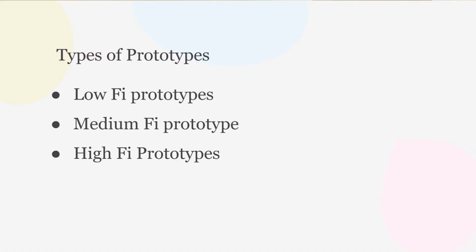Now we have 3 types of prototypes: low fidelity prototype, medium fidelity prototype, and high fidelity prototype. In prototypes, fidelity means the detailing and the functionality of a prototype. If a prototype is low in detailing and low in functionality, it is called a low fidelity prototype. A prototype which is high on functionality and high on detailing is called a high fidelity prototype. Let's discuss each and every prototype step by step now.